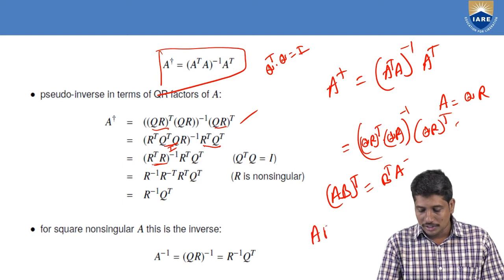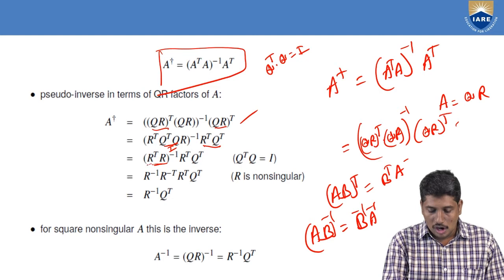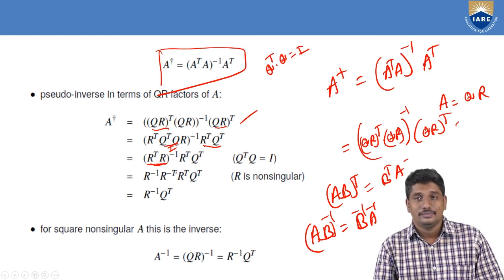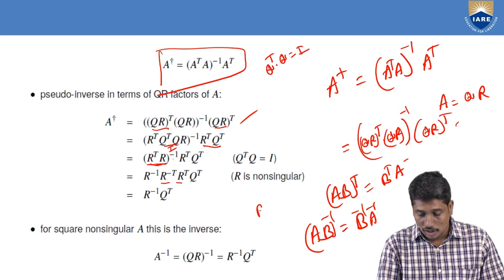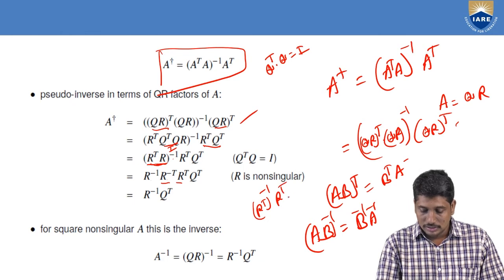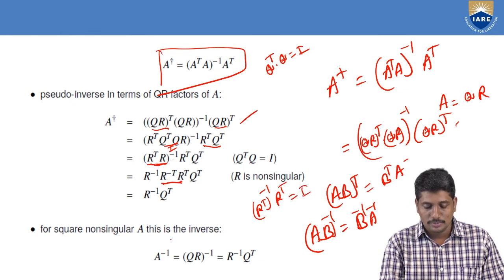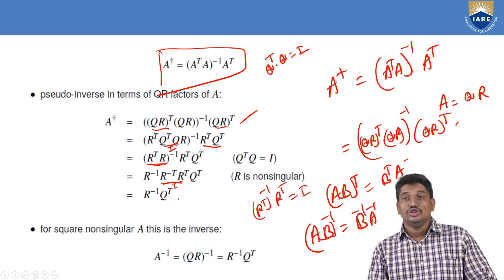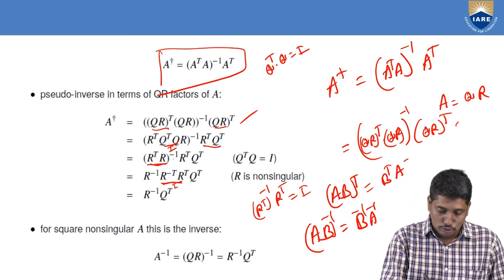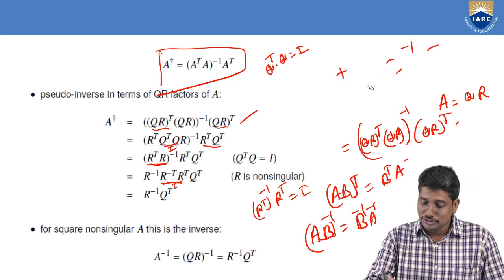Now, you know this formula: (AB) whole inverse can be written as B inverse into A inverse. So (R transpose into R) whole inverse can be written as R inverse into R power minus T. And R power minus T into R power T obviously becomes I, because (R transpose) whole inverse into R transpose is equal to I. So this product becomes I, and hence we get R inverse into Q transpose. So we got a solid formula to find the pseudo inverse.